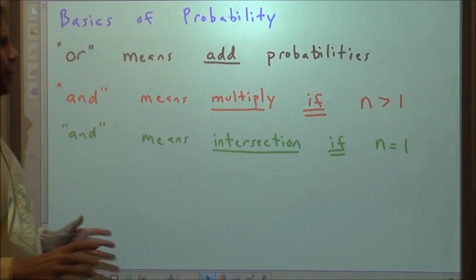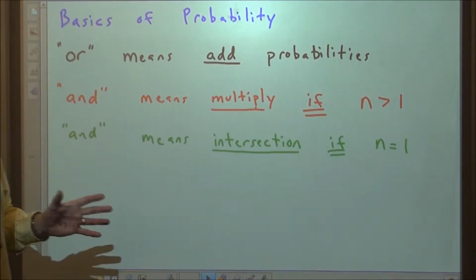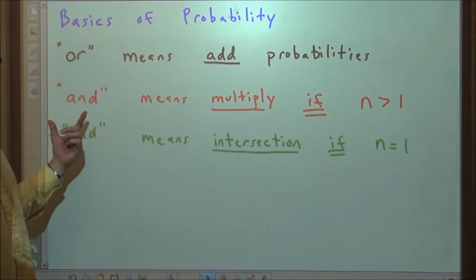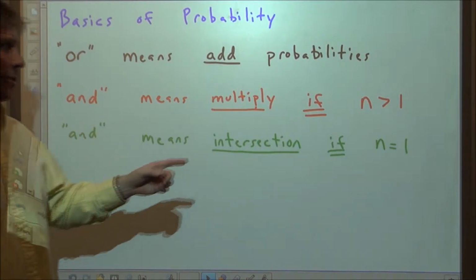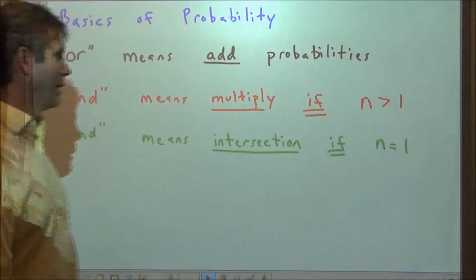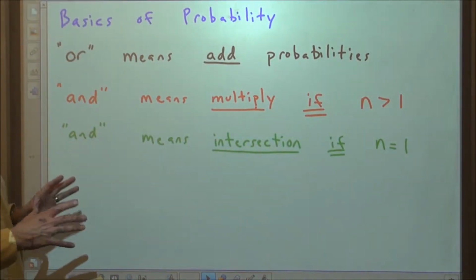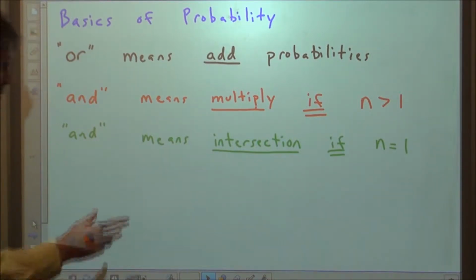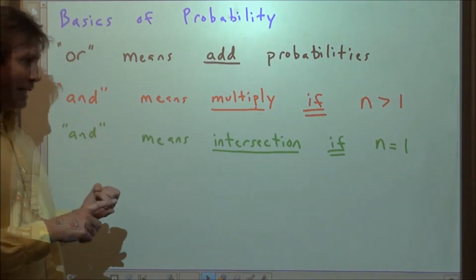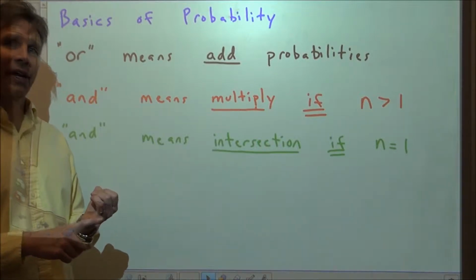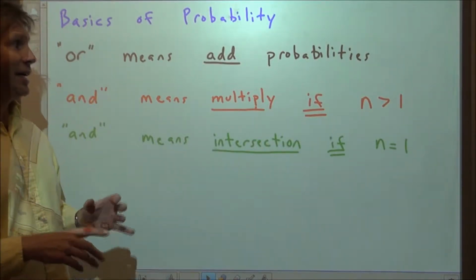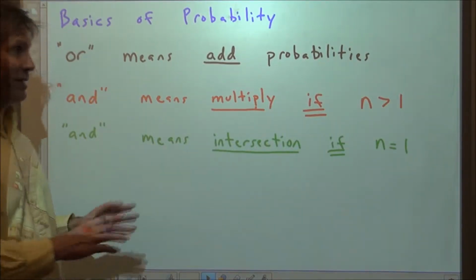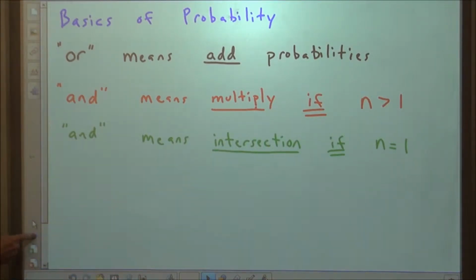The basics of probability. "Or" always means to add probabilities, and "and" means to multiply probabilities if n is greater than 1. Otherwise, "and" means intersection if n equals 1. So I highlight that the most important thing to consider early on in any probability question is how many things are going to be selected. That's going to dictate a lot. You'll see that as time goes on.